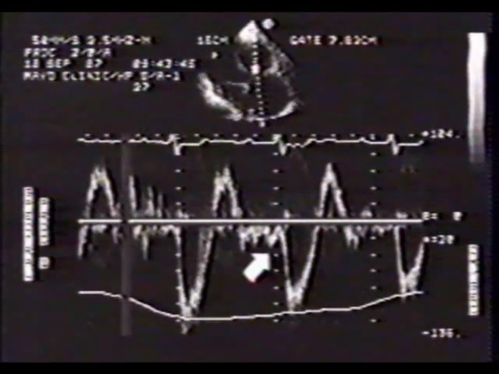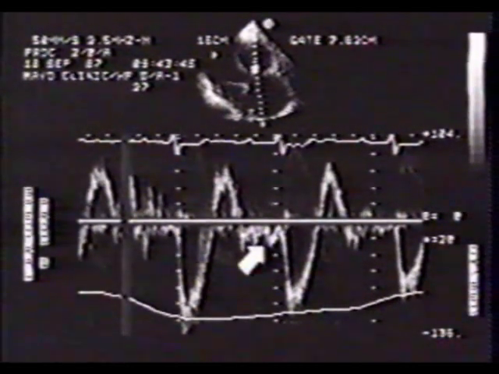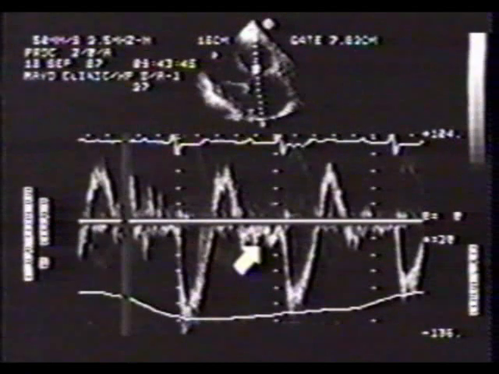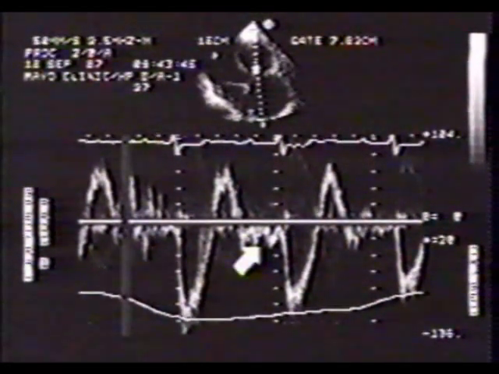Did you notice the low velocity signals below the baseline that precede the QRS complex? This is diastolic tricuspid regurgitation, which gives witness to the marked elevation in RV diastolic pressure.